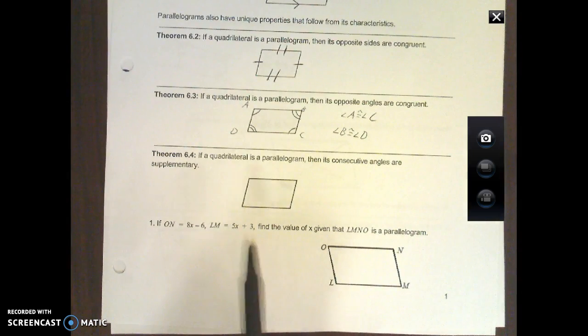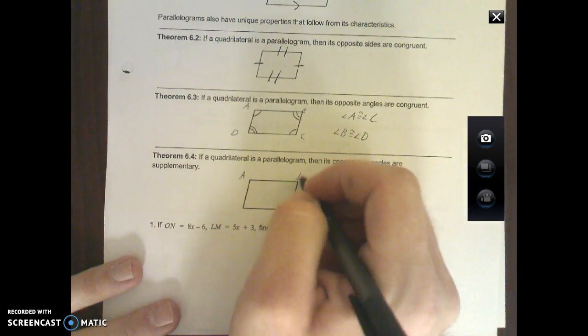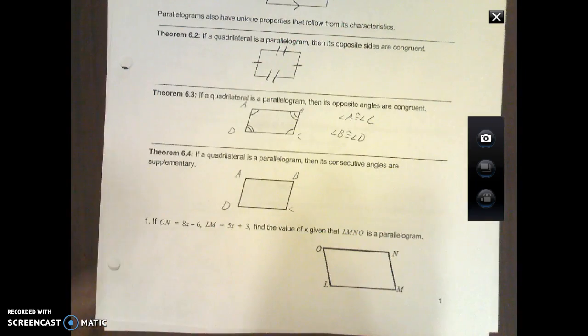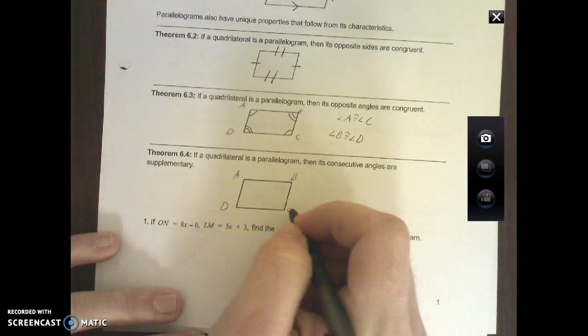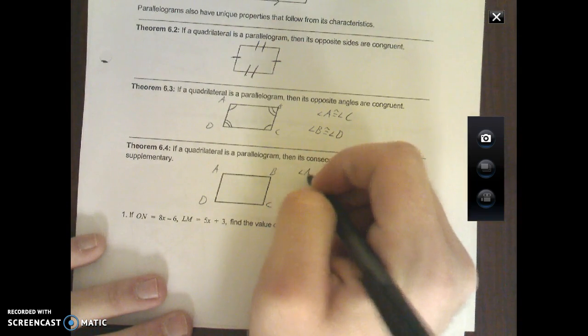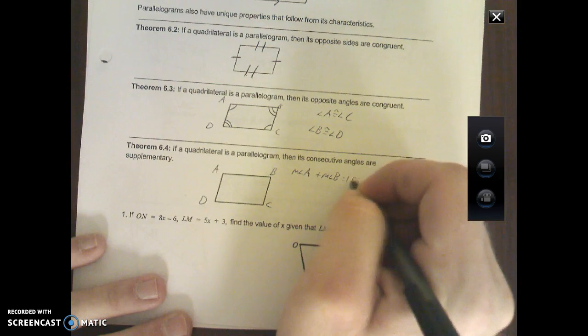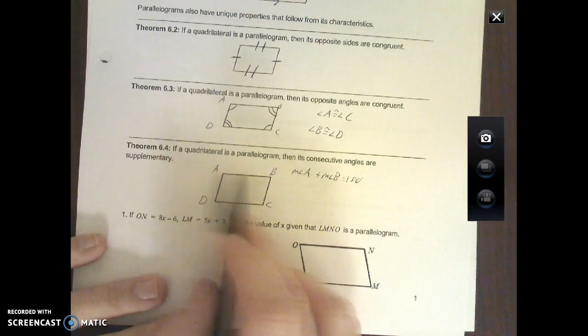Finally, if a quadrilateral is a parallelogram, its consecutive angles are supplementary. I'm going to label this A, B, C, D again. And you saw this in your parallelogram song, which is, I am a parallelogram. Yep, that's right, welcome that song back in your head. All this says is that the measure of angle A plus the measure of angle B equals 180, because they are adjacent to each other.